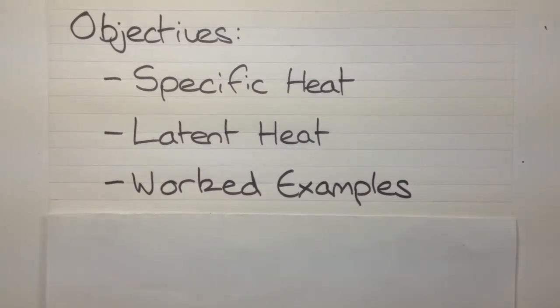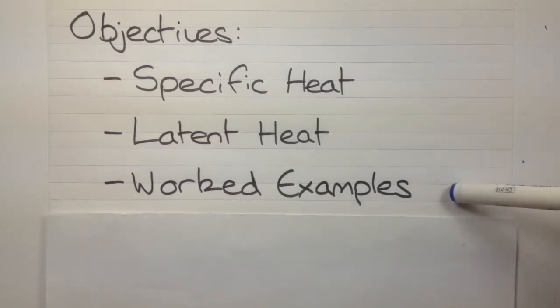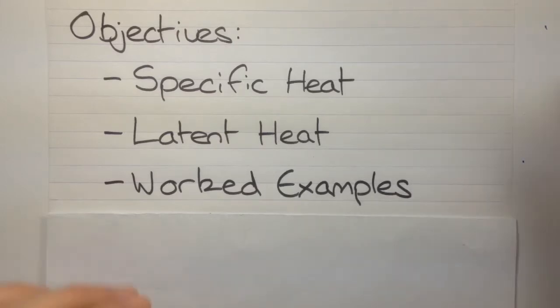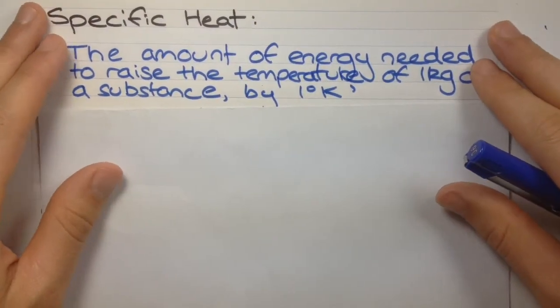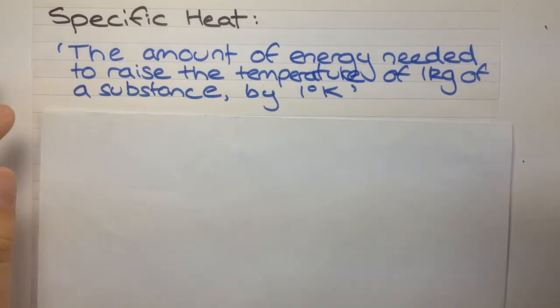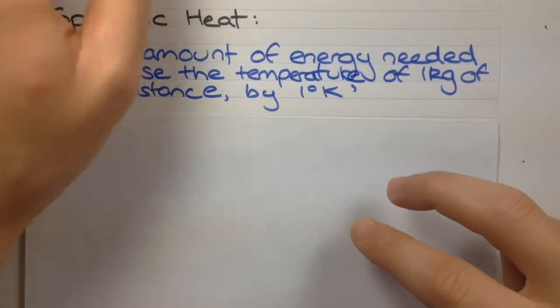Hey guys, for this video we're going to be looking at specific heat and a worked example, and in the next one we'll be looking at latent heat. But for now, let's look at this definition. Specific heat is the amount of energy needed to raise the temperature of 1 kilogram of a substance by 1 degree Kelvin or 1 degree Celsius. They're essentially the same thing.